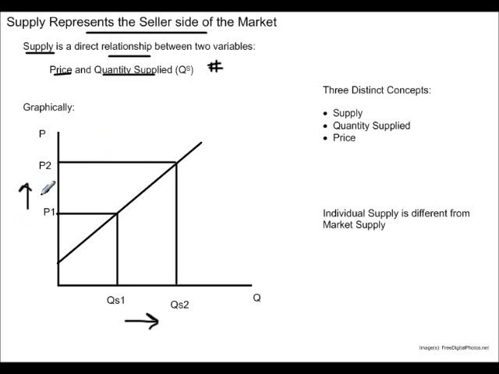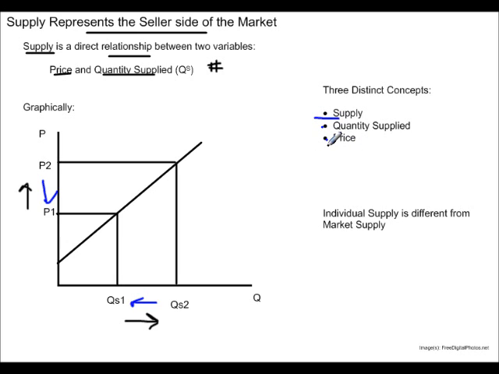Or we can tell the story going the other direction. If prices were to fall for your product, it may be that some of those units that you were producing are now no longer economically viable and you cut back production. When prices fall, you decrease your quantity supplied to the market. Again, direct relationship. So to summarize, we've got two variables that measure things.